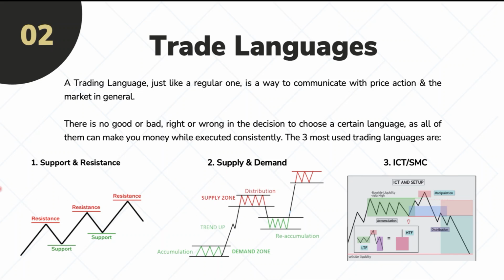Don't believe the people who say support or resistance is the holy grail. Don't believe people who say ICT is the holy grail. None is the holy grail. Everything works as long as you execute consistently. And the three most used trading languages are support and resistance, supply and demand, and ICT and smart money concepts.